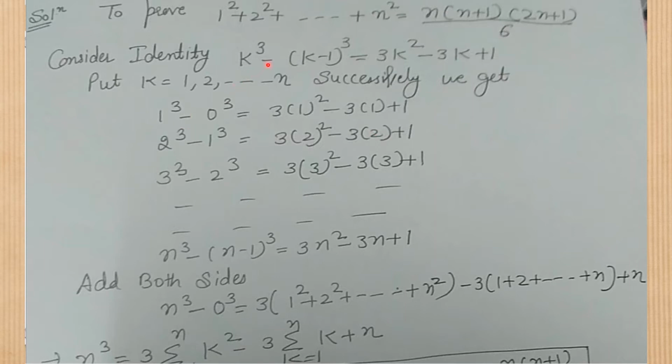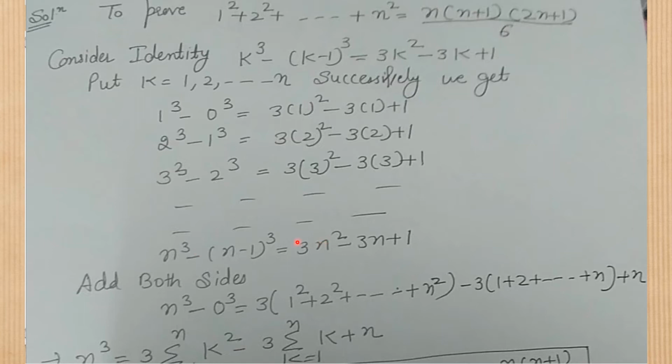Similarly, put k as 2. It will be 2 cube minus 1 cube, equal to 3 times 2 square minus 3 times 2 plus 1. Similarly, when k is 3, you will get it, and so on. The last one is when I put k as n: n cube minus n minus 1 whole cube is equal to 3n square minus 3n plus 1. Now I will add all the entries on this side and all the entries on this side.